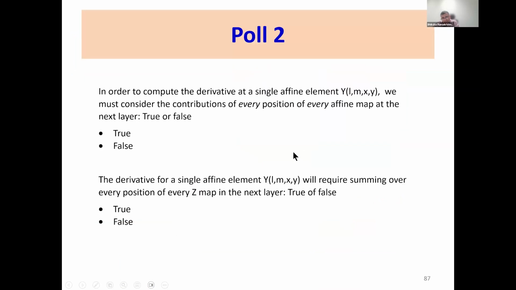Now, here's the second poll. I don't know if we'll get to the polls. So, yeah.